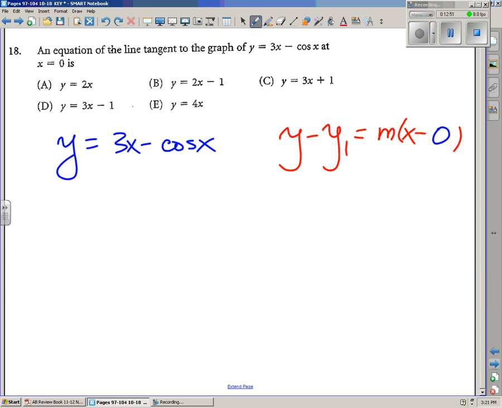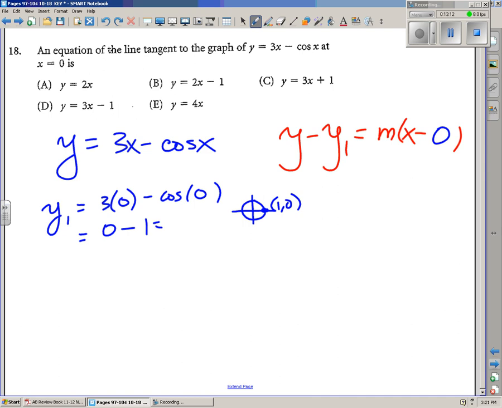Well, the y1 value comes from the original. It comes from plugging in 0 for x. 3 times 0 is 0. Cosine of 0 is 1. Remember our unit circle? The point at 0 degrees is 1 comma 0. So we have 0 minus 1, which is negative 1. So my y1 is negative 1, which if I subtract a negative becomes a positive 1 in the line's equation.